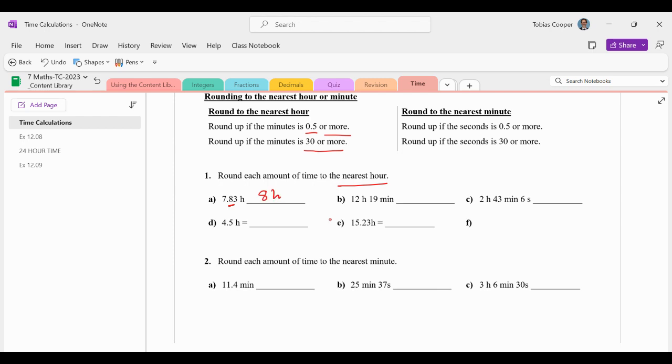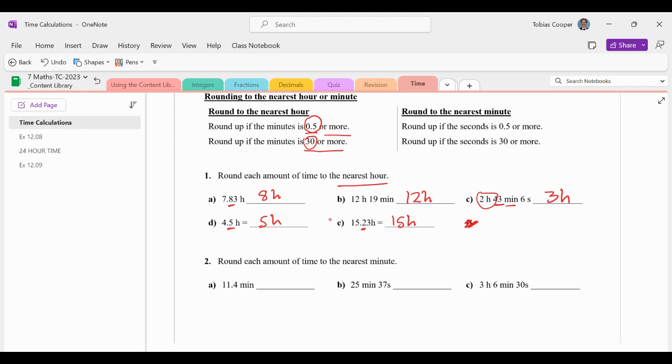This one here, 12 hours, 19 minutes. You notice that the minutes is not 30 or more. So to the nearest hour, this will be 12 hours. For the next one, notice that the minutes is 30 or more. So round up, that goes to 3 hours to the nearest hour. Now, this is 0.5 of an hour, as you can see, 0.5. So it's 0.5 or more, you round up. So this will be 5 hours. And actually, that shouldn't be there. Part E, this is 0.2, isn't it? So it's not 0.5 or more, so the 15 hours is the answer there, because we're rounding down.